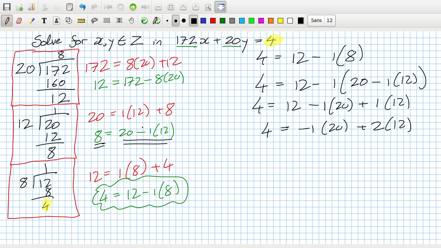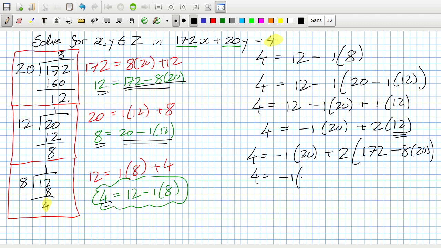Now, we move on to the previous equation. 12 equals 172 minus 8 times 20. So we don't replace the 20. There is no equation for 20. There's only equations for 4, 8, and 12. So we don't replace the 20. We can, though, replace the 12 now in brackets. So we have 4 equals minus 1 times 20 plus 2 times 12, which is 172 minus 8 times 20. So 4 equals minus 1 times 20 plus 2 times 172 minus 16 times 20.